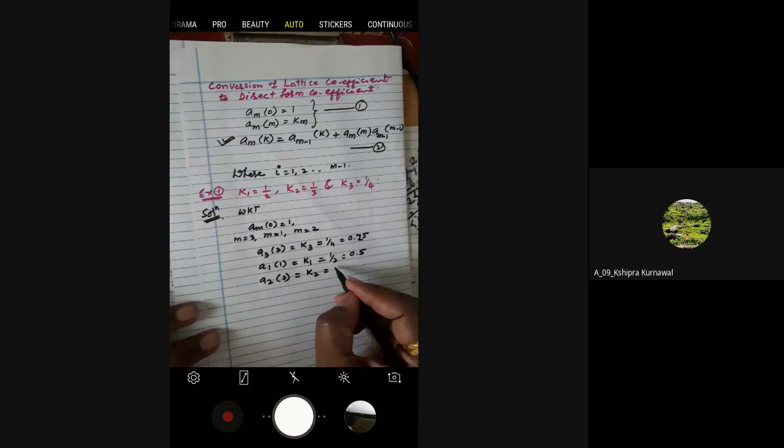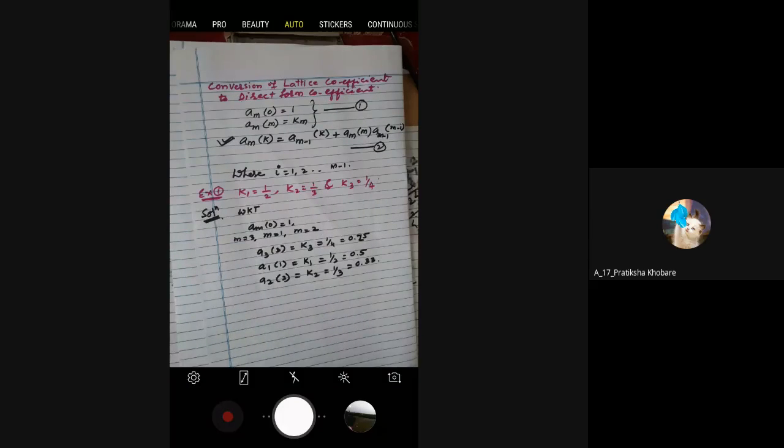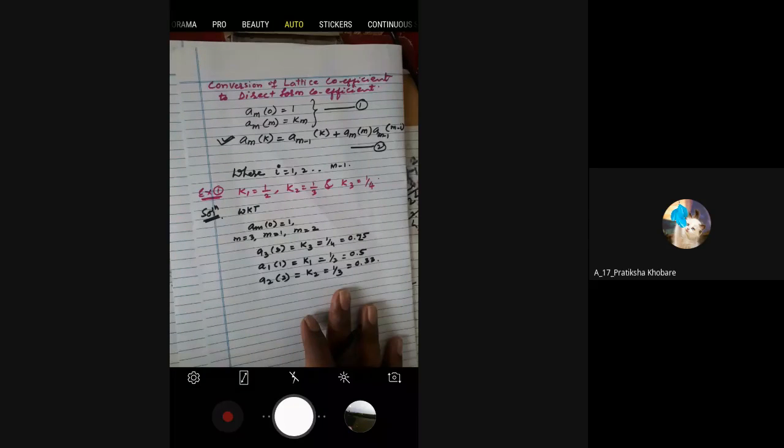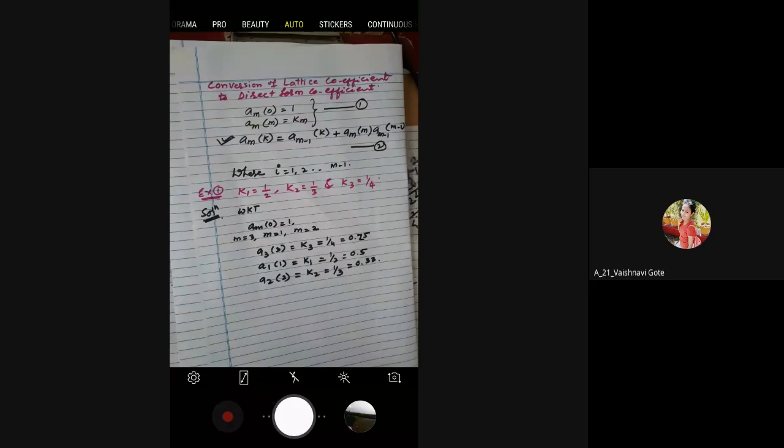कितना लिख सकते हैं उसको? 3 लिख सकते हैं ना? Right. Now, further, hope everyone has understood this. Any confusion here? ये समझ में आया सबको? Just with the value of m equals to 1, 2, 3, I am writing the value of a3 of 3, a1 of 1 and a2 of 2.